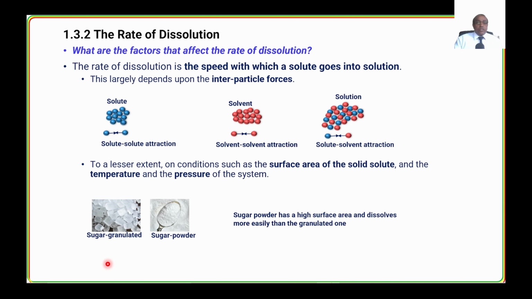Say for instance, if you have sugar in this form, this is granulated sugar, which is big size. This one is a powder, so the powder dissolves faster than this granulated one. This is related to surface area. This one has very high surface area, this one has low surface area. If something has high surface area, it will dissolve faster. The reason is you are exposing more solid particles to interact with the solvent. Because of that, it increases the solubility. So the rate of dissolution becomes faster.